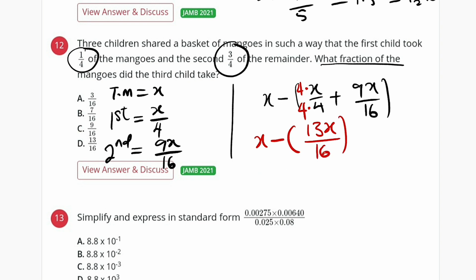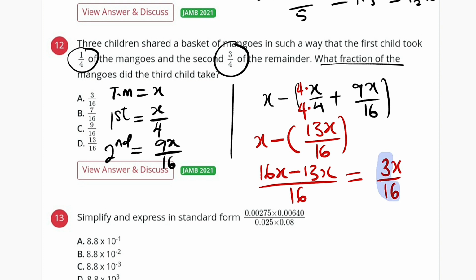So now we have 16 times x, which is 16x, minus 13x, the whole of this divided by 16. This is equal to 16 minus 13 is 3x divided by 16. So this is the share of the third person. Well, we are only concerned with the fraction, which is 3 over 16. And you can see it as option A. So 3 over 16 of the total number of mangoes is what the third person got.